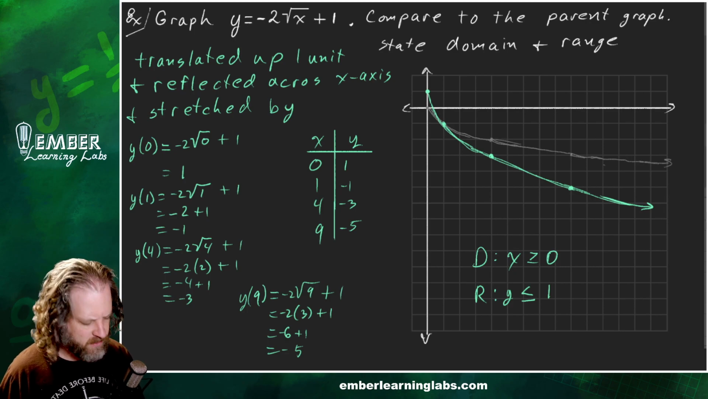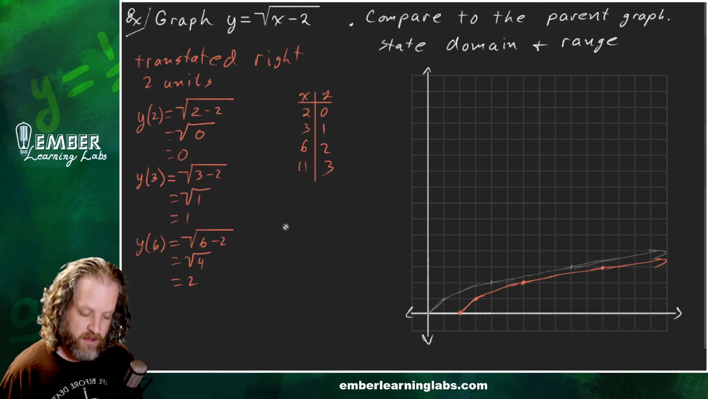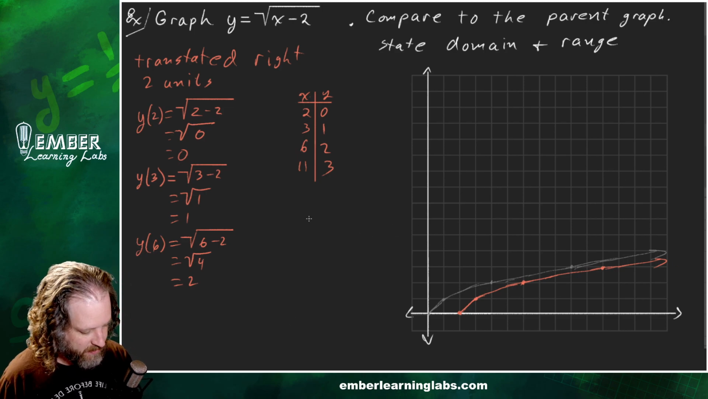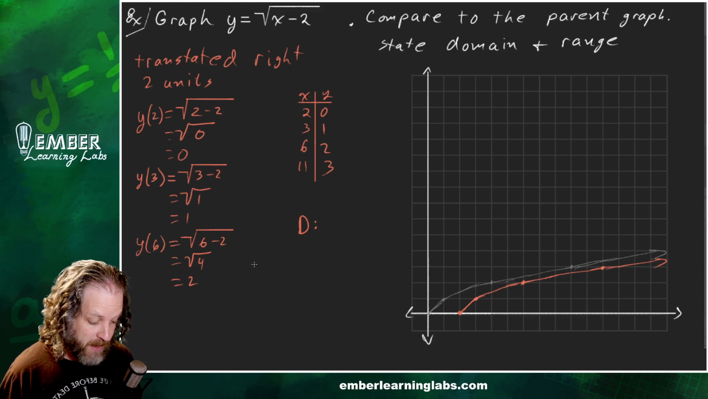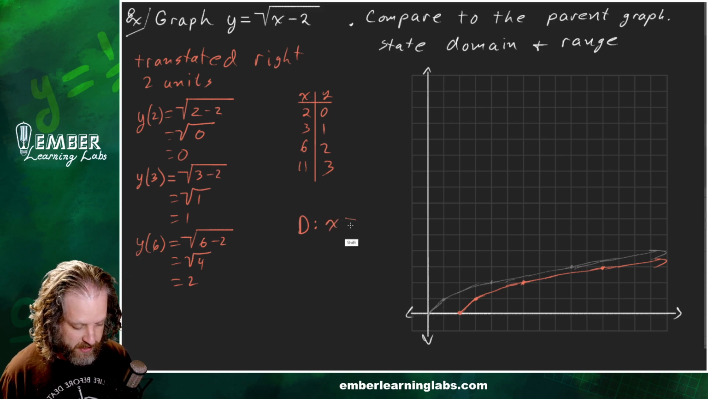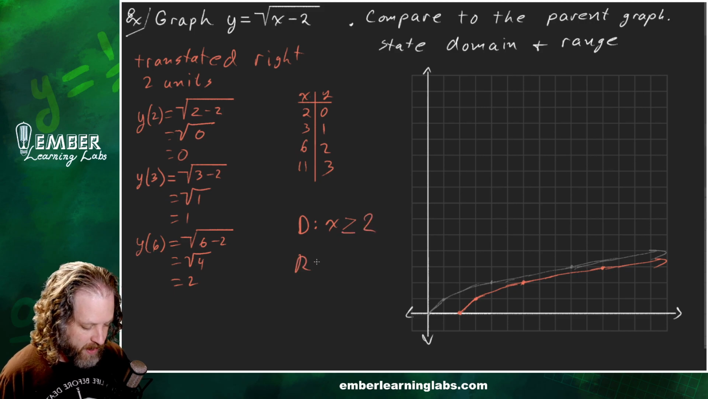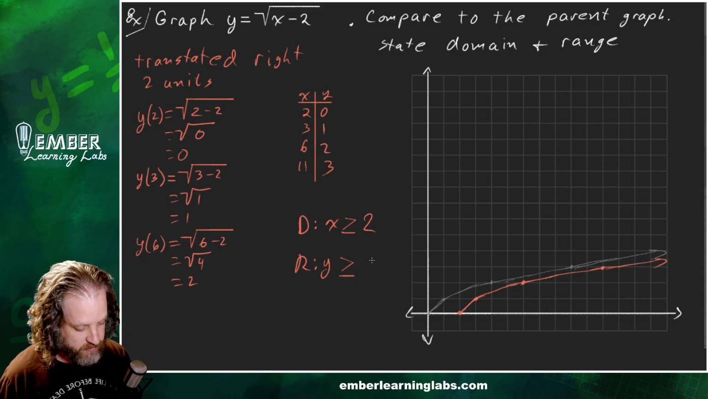I feel like I made a mistake on one of the domains. On that left-right shift, did I do it? Oh, I didn't even list it. Let's go back and put the domain and range on this one. Domain. This time, the domain is different, right? So it's greater than 2, not greater than 0. So x is greater than or equal to 2. The range on this one is the same as the parent, because it goes from 0 to infinity, right? y is greater than or equal to 0.